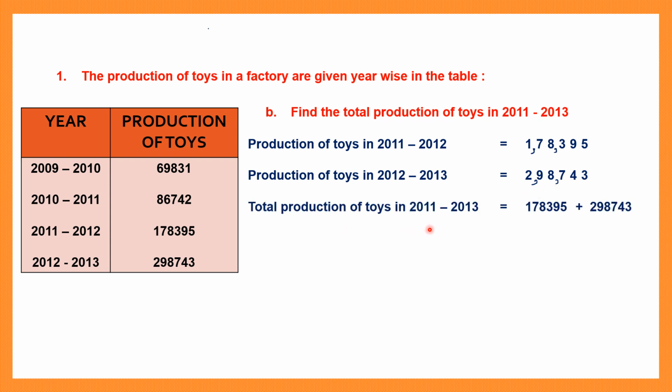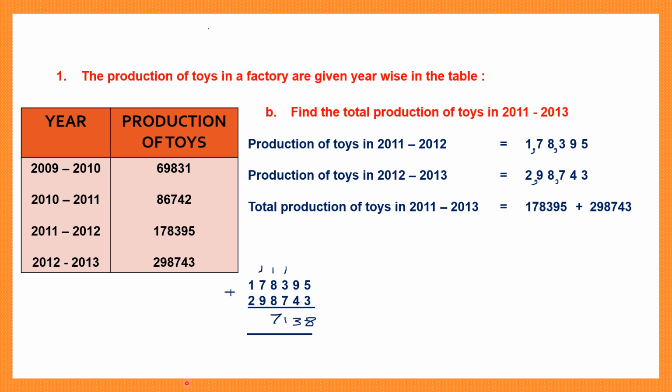So total production of toys is so much. Let's add it up. Write down both the numbers and we're going to add this up. Let's see how much we're going to get. So 5 plus 3 is 8. 9 plus 4 is 13. Carry 1. Now here we have 7 plus 3. So 7 plus 3 is 10, 10 plus 1 is 11. So we can write 1 and carry 1 here. So 8 plus 8, we can do that way also. 8 plus 8 is 16 plus 1 is 17. So we carry 1. 7.